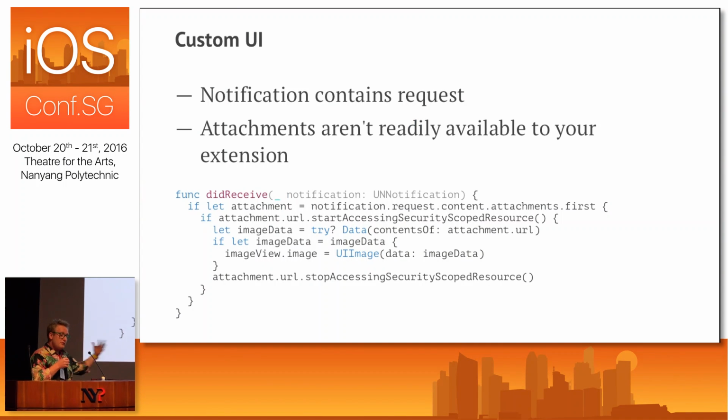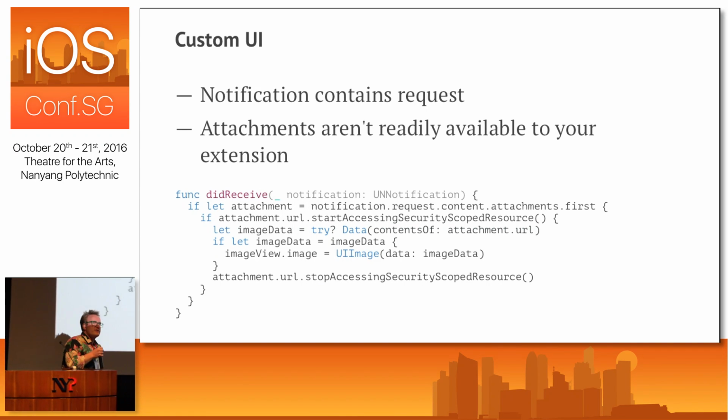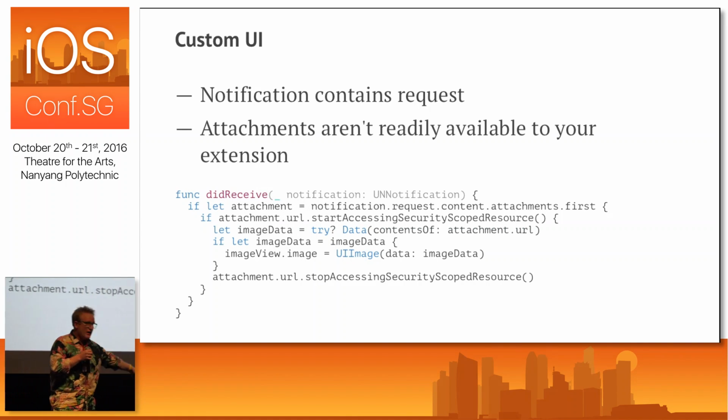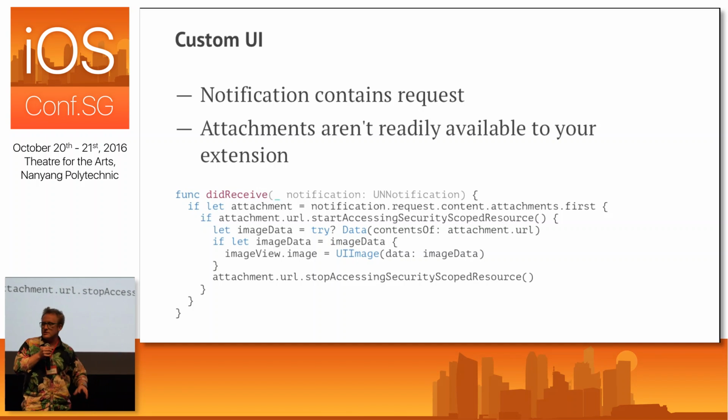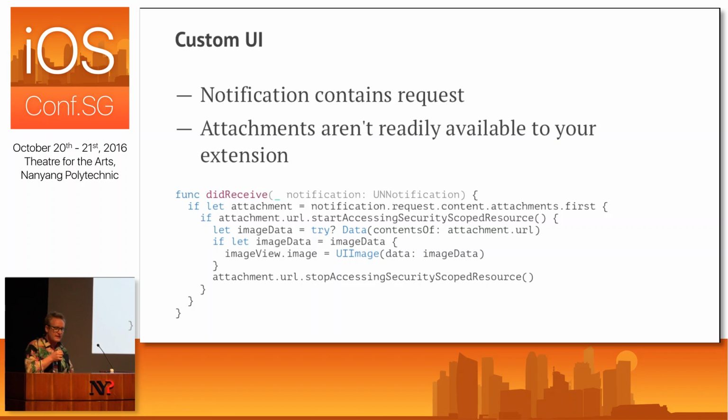So that would use this. Right, so this here, this did receive method, it is on that protocol. And within that notification, I can get hold of the notification request. Remember I said that you create a request and that gets turned into a notification. Well, here I can get hold of that request from the notification itself.